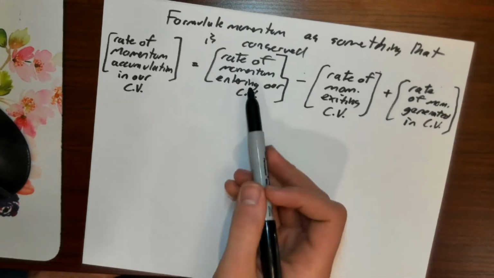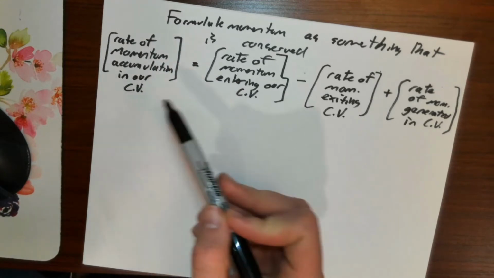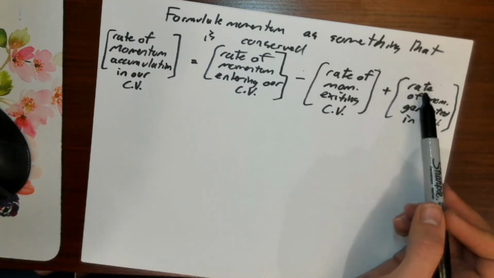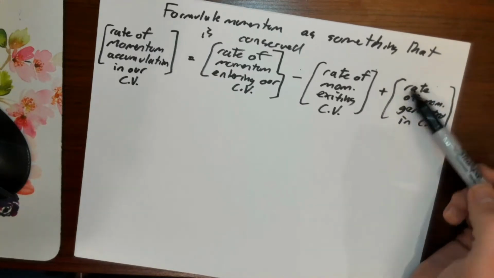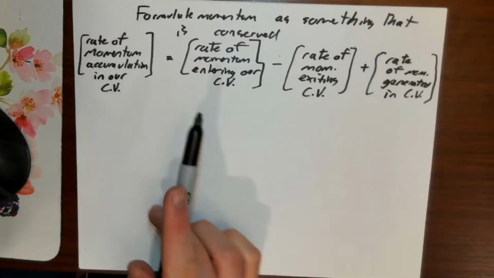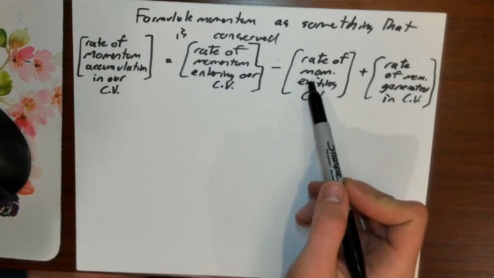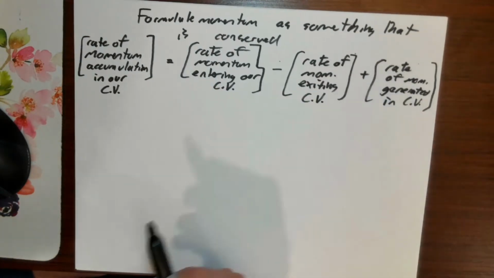So in the same way that we applied rate of mass accumulation equals rate of mass in minus rate of mass out plus mass generated. Well, we didn't have this for mass, but we might need it here, spoiler alert. Rate of momentum accumulation is going to be equal to rate of momentum in minus rate of momentum out plus rate of momentum being generated.